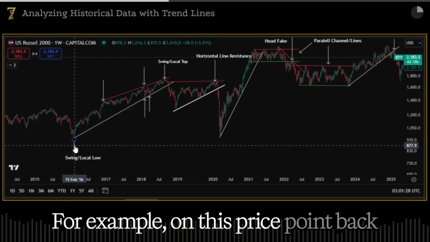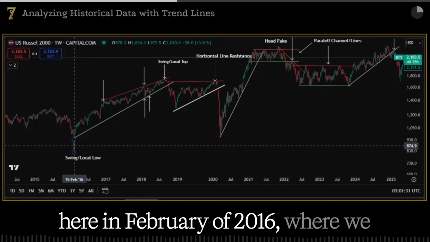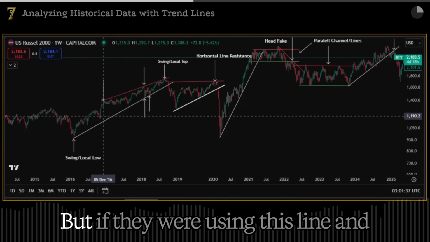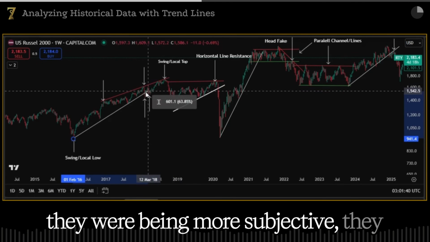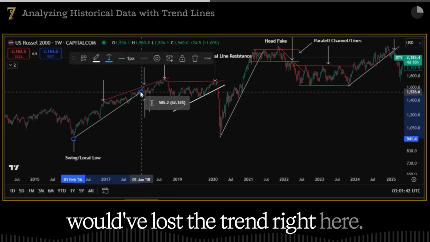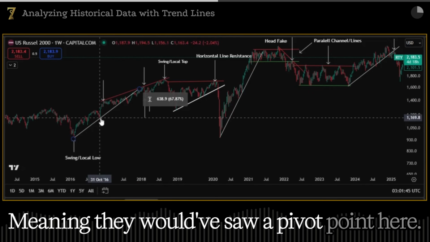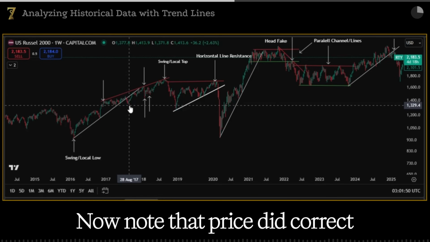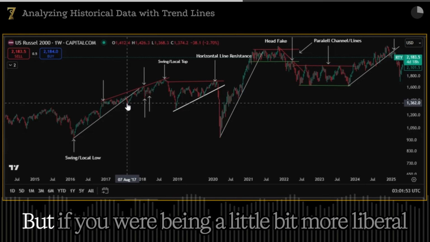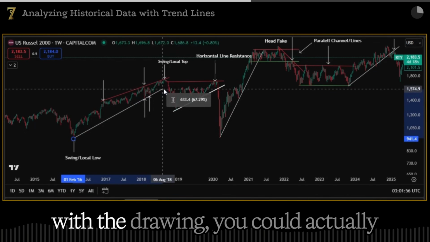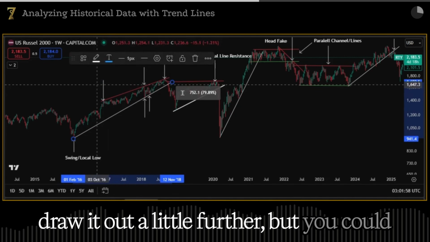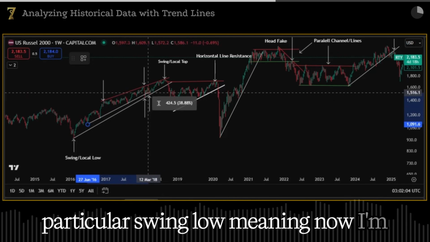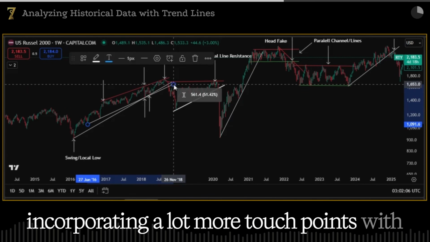For example, on this price point back here in February of 2016, where we did have a local low or swing low, a person could start to chart their journey, but if they were using this line and being more subjective, they would have lost the trend right here, meaning they would have seen a pivot point here, a pivot point here, and they saw a break. Now, note that price did correct on that particular trend line, but if you were being a little bit more liberal with the drawing, you could actually draw it out a little further, and you could have incorporated a secondary line at this particular swing low, meaning now I'm incorporating a lot more touch points with two lines.